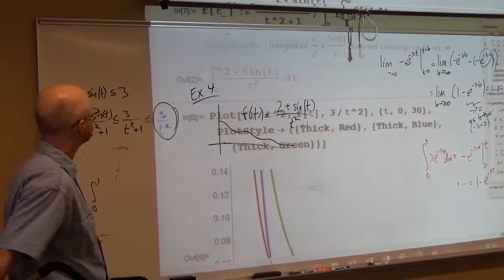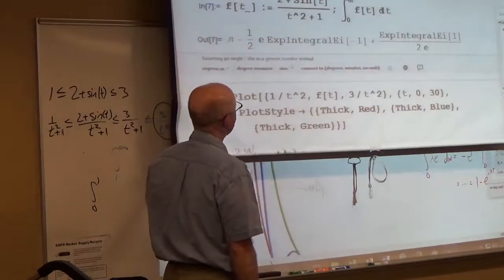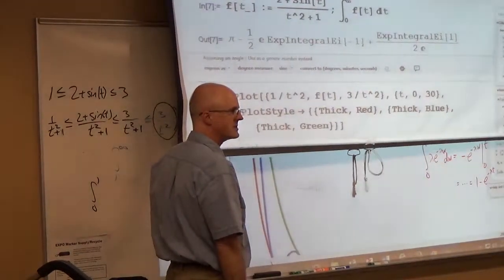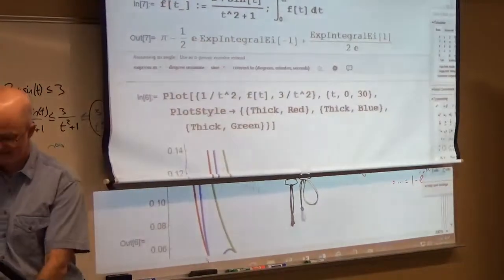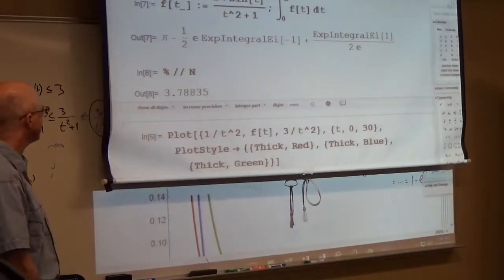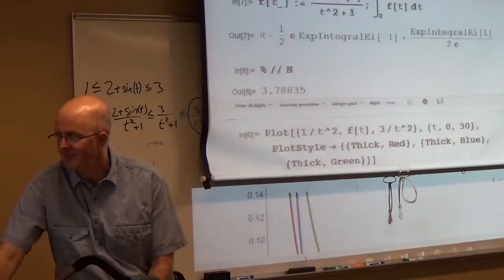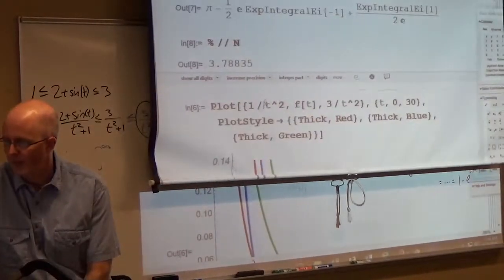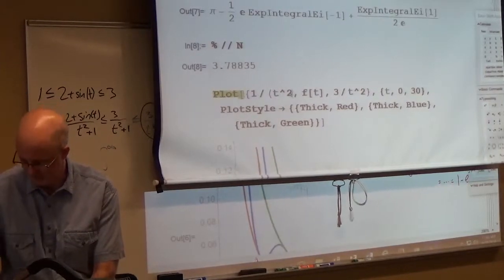Let me add a 1 to it. See what happens. Okay, it didn't give up, but it gave us a strange answer. What is that answer approximately? It's approximately 3.78835, not 1. We could compare it with these things, adding a 1 to the bottom just to show you the graphs between them.